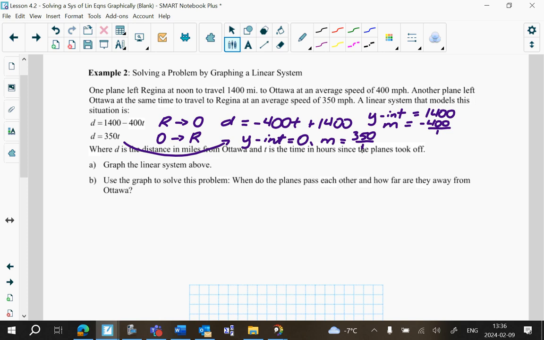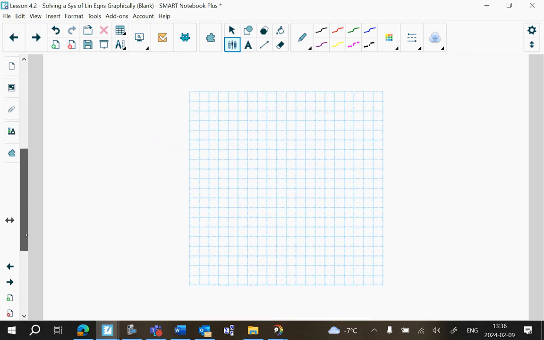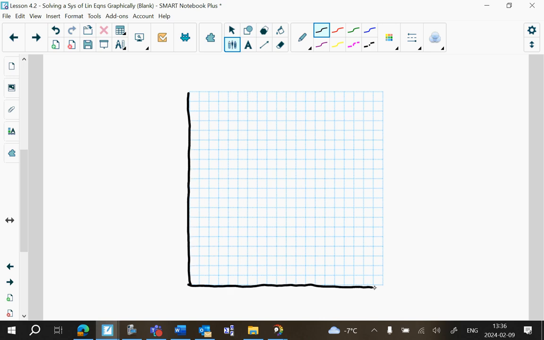So I've got to graph those. Everything's going to be positive. Time and distance are going to be positive. So I don't need to do all 4 quadrants. I only need to graph the first quadrant. So I'm going to do this. This just represents the first quadrant. And that's the origin, 0, 0. So this represents the time, t, and the vertical represents the distance, d.